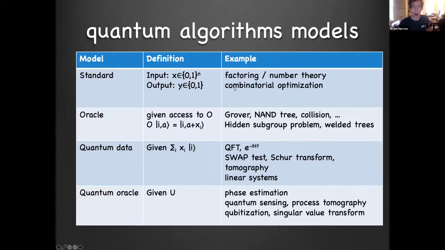And in fact, all of these show up in factoring, right? So phase estimation is something in the quantum oracle model, the quantum Fourier transform, something in the quantum data model, hidden subgroup problem is in the oracle model. All of those are different ingredients that Shor combined to achieve factoring.